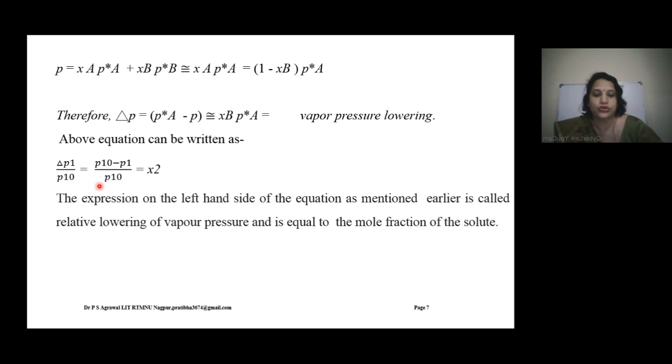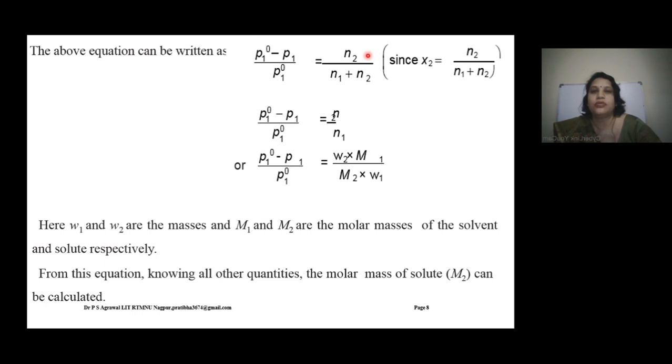And it can be used to find out the molecular weight, where mole fraction we can convert into number of moles, and number of moles can be successfully converted into the molecular weight and the weight taken. W1 and W2 are the weights or masses which have been taken for solvent and solute, and M1 and M2 are the molar masses of solvent and solute. From this equation, we can calculate the molar mass of the solute.